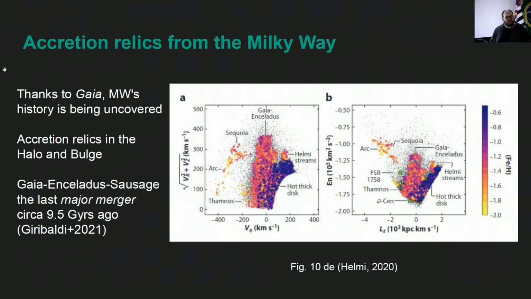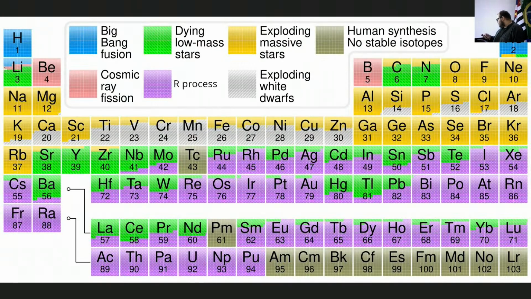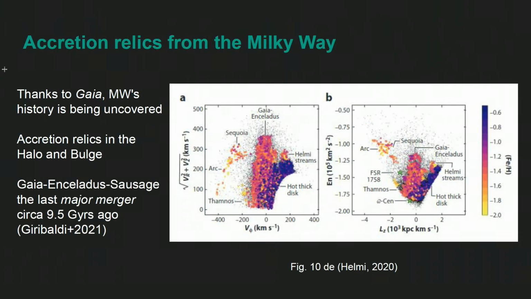There are ways to distinguish accreted stars from those that are in situ. A typical example of accreted stars is the Gaia Enceladus Sausage merger. That was the last major merger that happened with the Milky Way, about 9.5 billion years ago. And the Gaia Enceladus Sausage merger was discovered by looking at these diagrams.